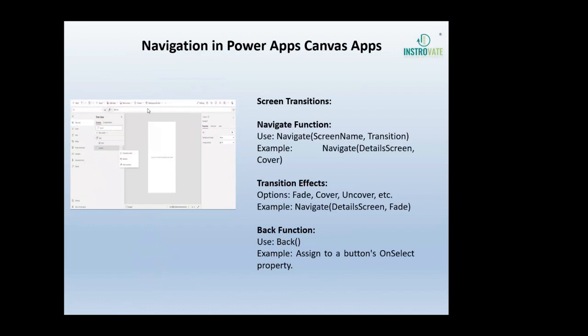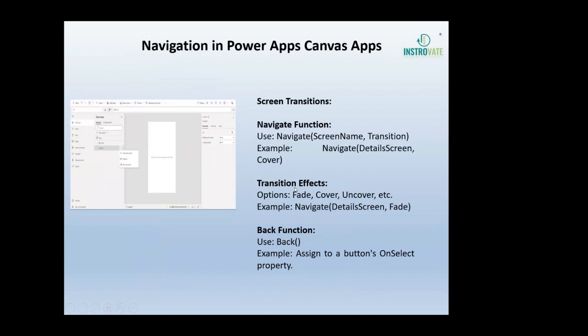Here I was explaining how we can navigate from screen 3 to screen 1. For that you can add one button, change the OnSelect property of that button, and just type here Navigate, and then screen 1. So when you click on that button in preview mode, it will navigate directly to screen 1, where all the student details are available. Okay, so this is the Navigate function.